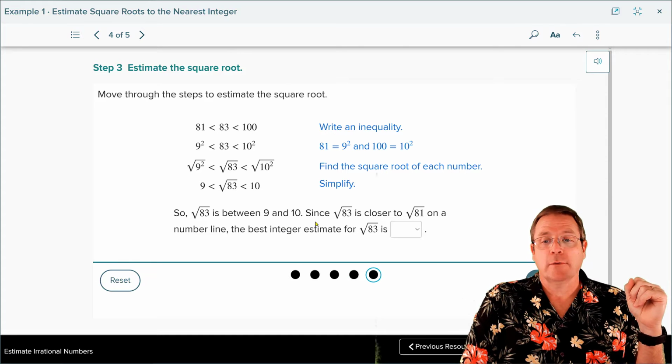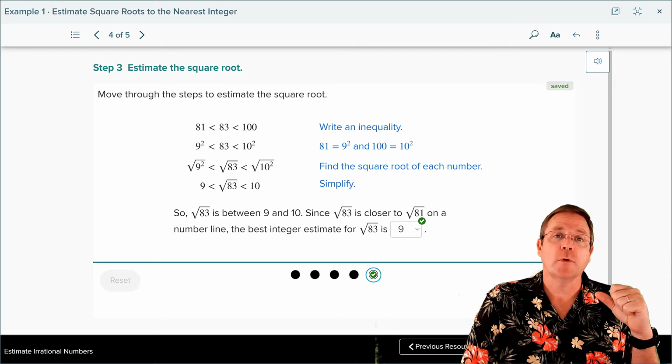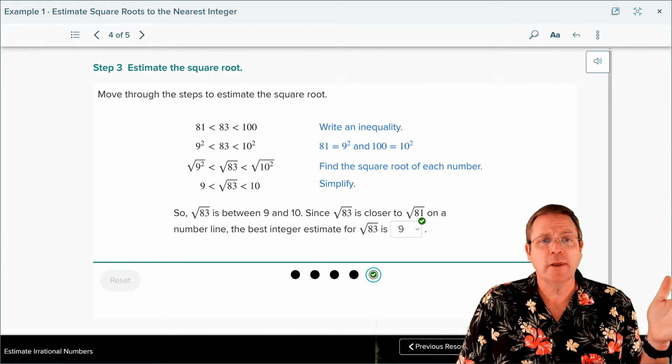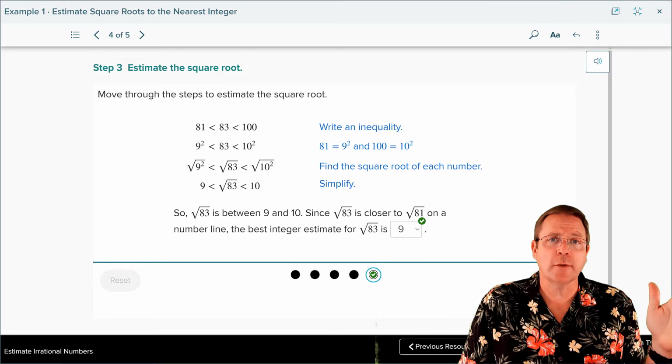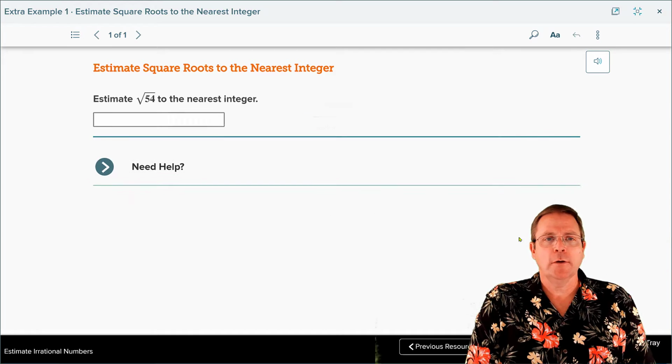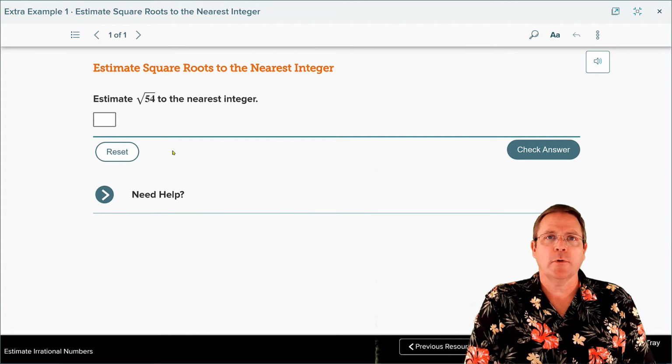From there, you have to figure out which one it's closest to. It's closest to the 9, so we're going to estimate the square root of 83 to be about 9. It's really that simple. That's all there is to doing these when you're estimating to the nearest whole number. Alright folks, now it's your turn. Pause the video, work this one out on paper on your own. Go.